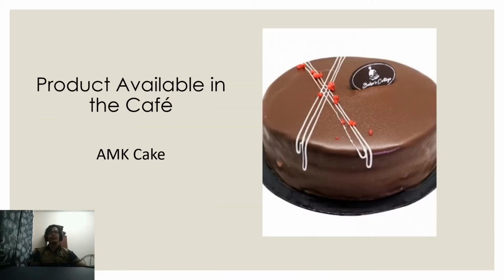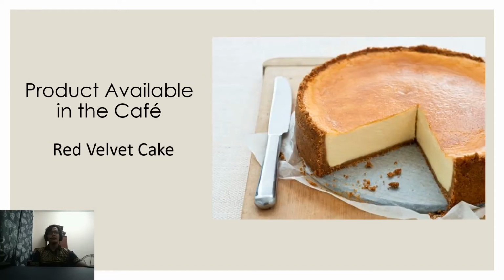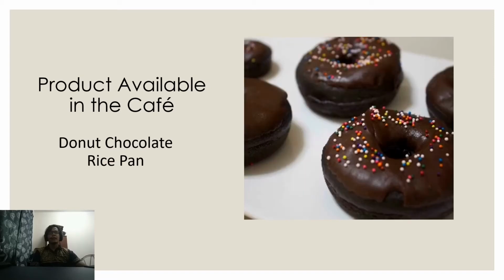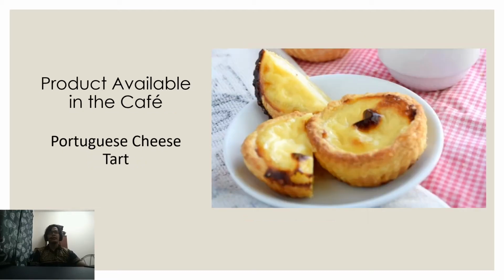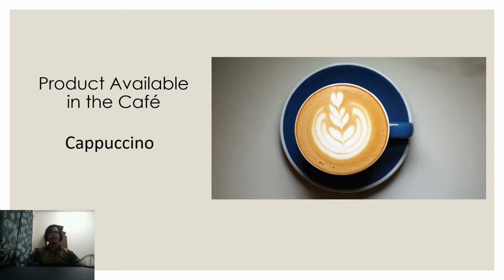Products available in the cafe. The first product is AMK Cafe, which is a chocolate-based product. The second product is baked cheesecake. The third one is the red velvet cake. Next, the croissant, the donut chocolate rice pan, Portuguese cheese tart, hot mocha for the drink, and cappuccino.